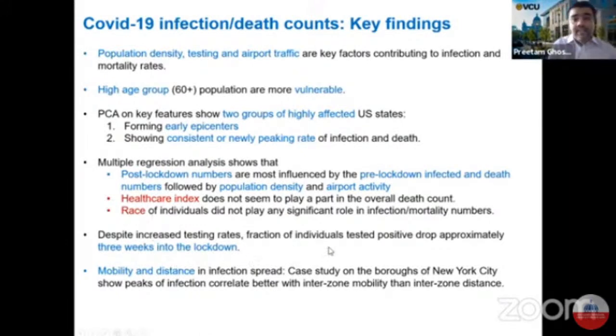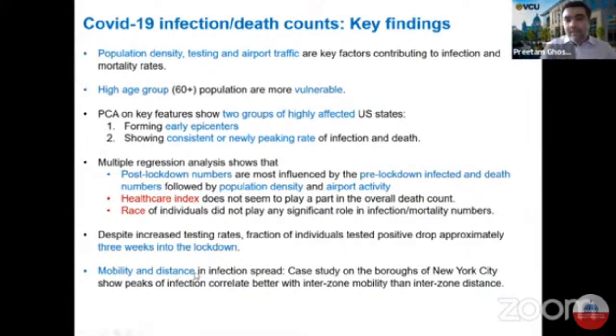We also saw that when lockdown was imposed, it took about 3 weeks for the infections to start declining. Okay, that gives you an idea of how many people are asymptomatic in that zone, that even after imposition of lockdown, it took about 3 weeks for the infections to start falling quite a bit.